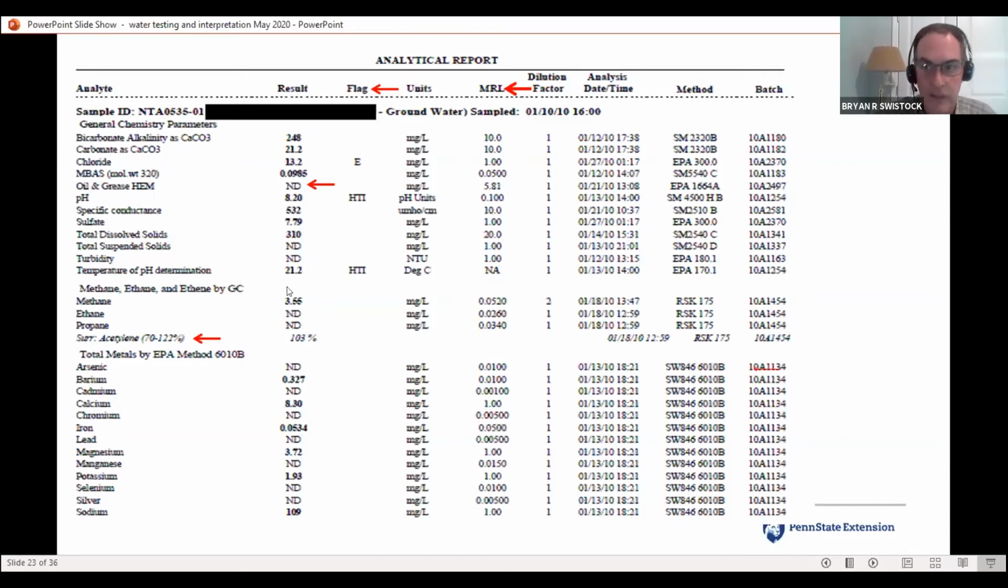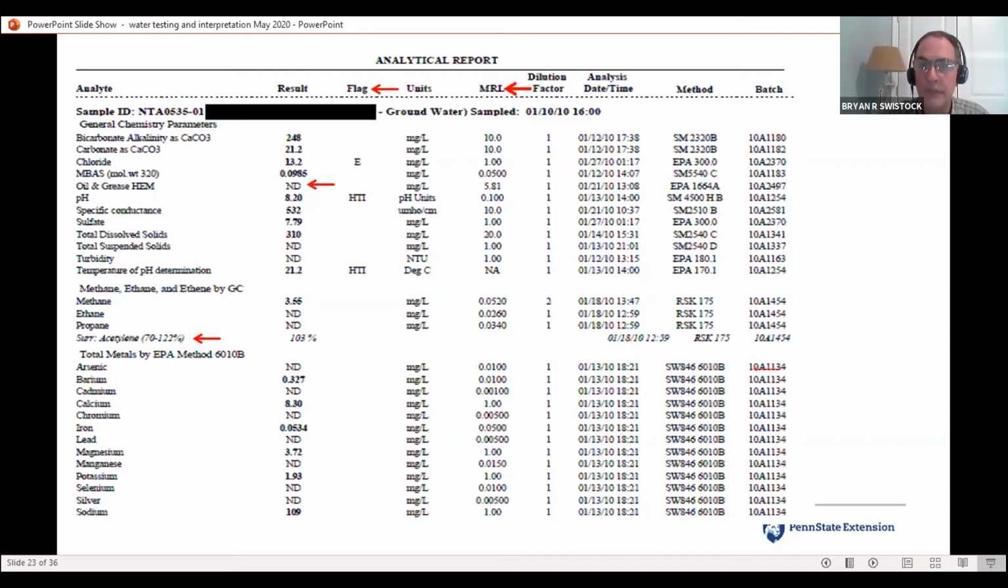Another thing that causes a lot of confusion is when we do organics and labs put what are called surrogates on the report. And in this report down here in this arrow midway down, you see SURR, acetylene, and then a percentage range. Surrogates are not things that are in the actual water sample. They are a method of quality control.